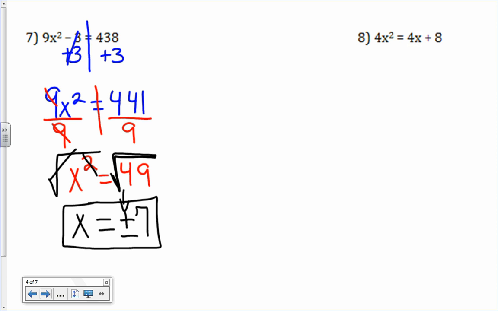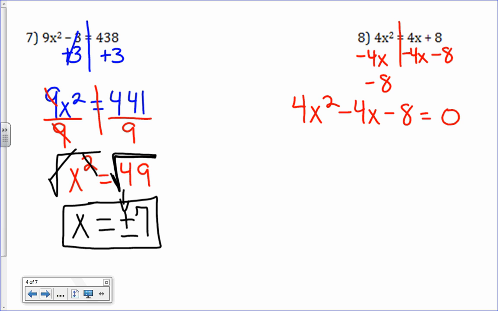When I go to number 8, it has to be set equal to 0 first. So I draw my line through my equal sign. I would subtract 4x on both sides. Again, that minus 4x and 4x squared will not combine. I would then subtract 8 on both sides, and I would be left with 4x squared minus 4x minus 8 equals 0.